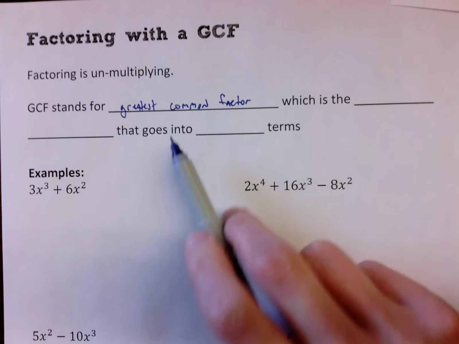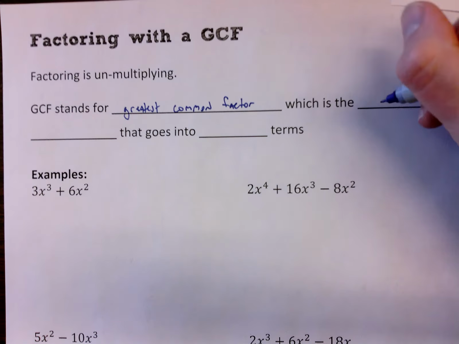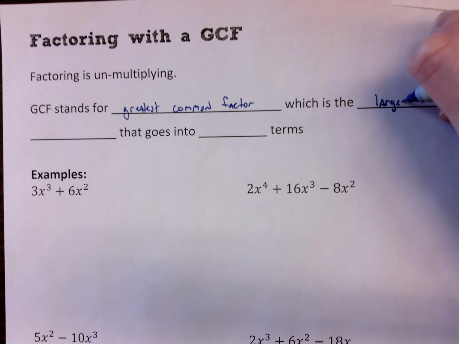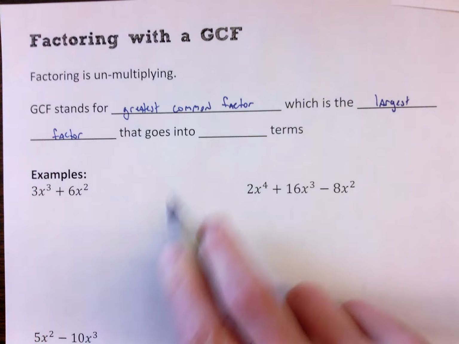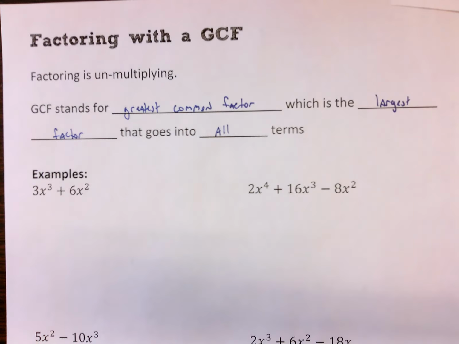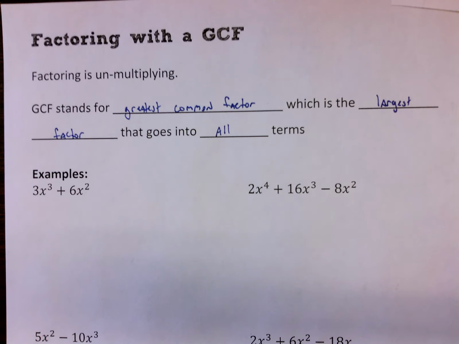So our GCF is the greatest common factor, which is the largest factor that goes into all of the terms. So we're looking for the biggest factor that goes into all of the terms. All right, so let's do some examples.